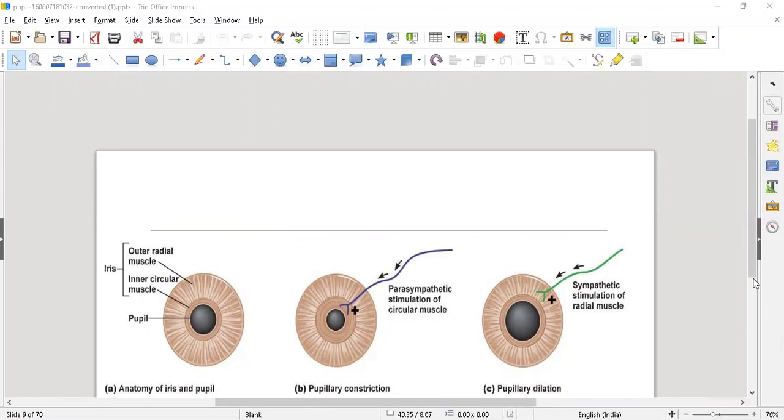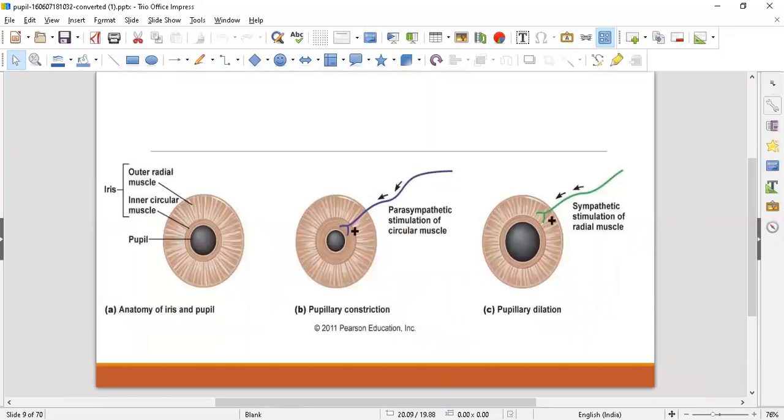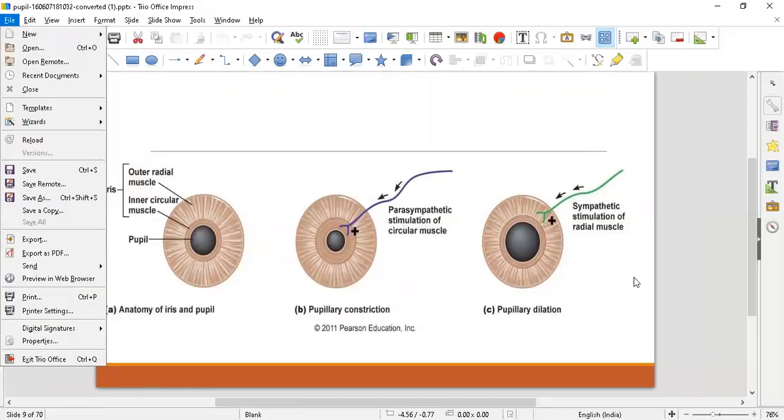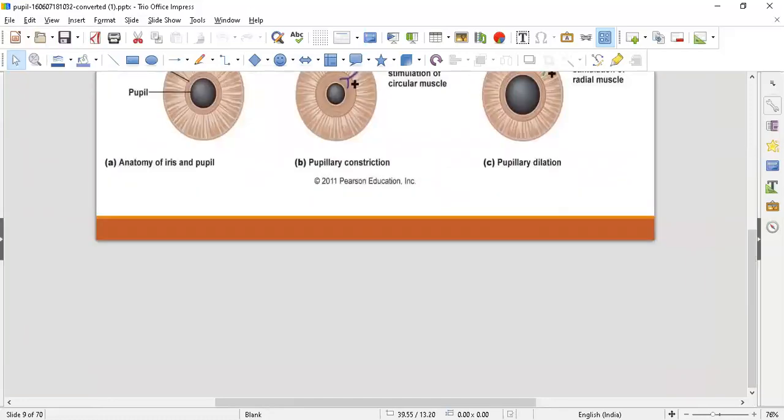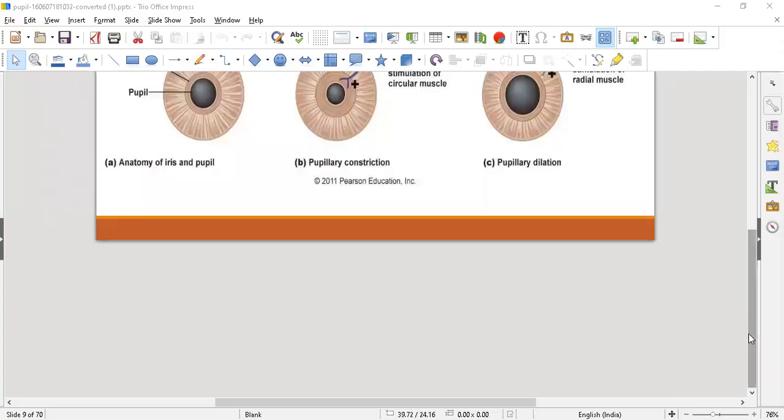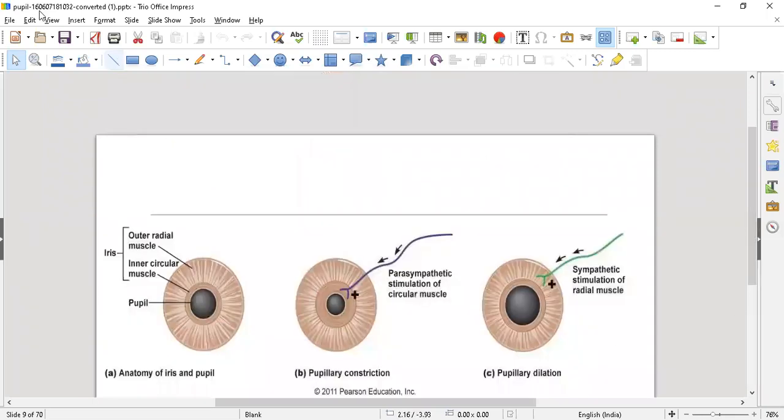There is some technical problem, so I'm not able to move to the next slide. Let me try. Let me share the screen again. Yes. So let us hope that I would be able to go to the next slide.